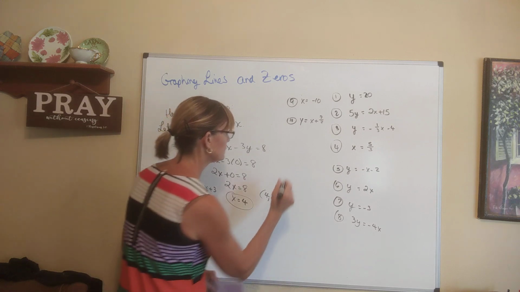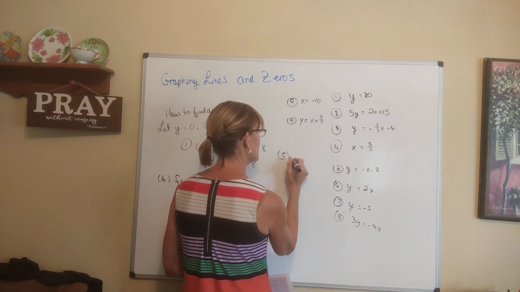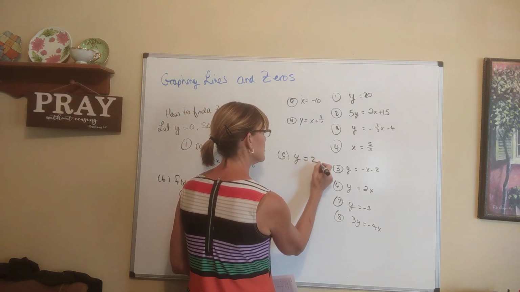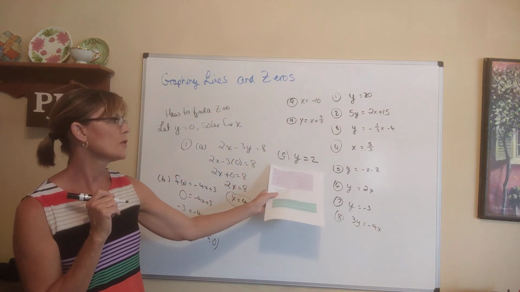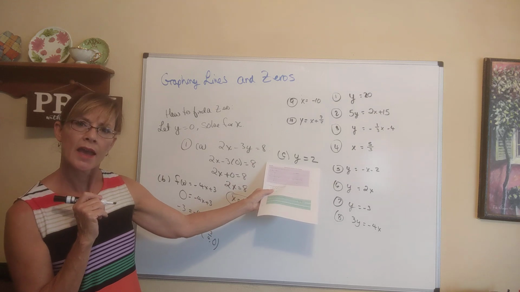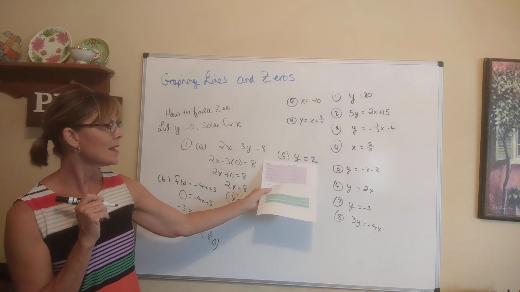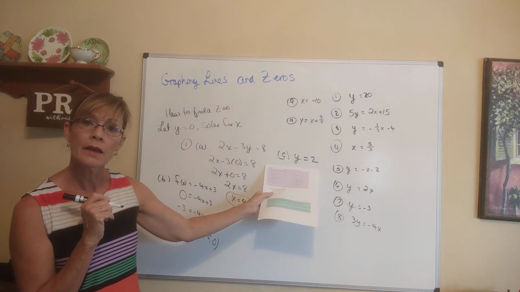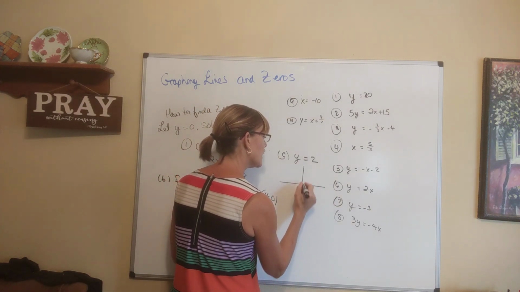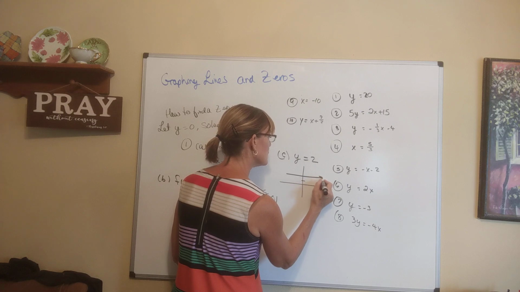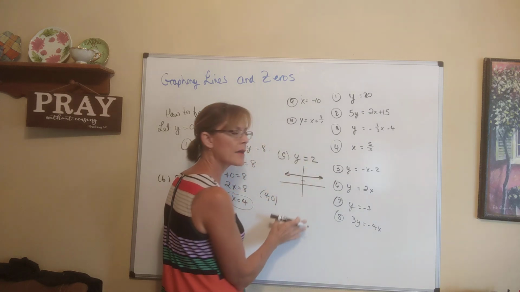C. Y is 2. How are we going to solve for x if there is no x? Let's think about what this is. This is a horizontal line. Y equals a number is a horizontal line. So let's look at this. Y is 1, 2. That's the graph of this.